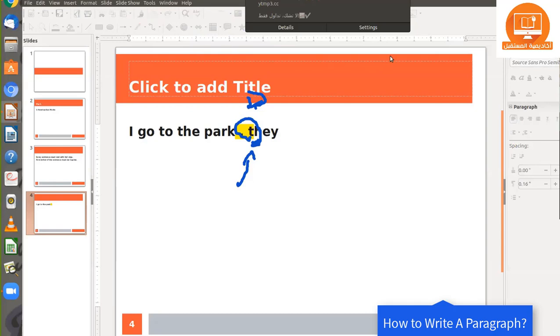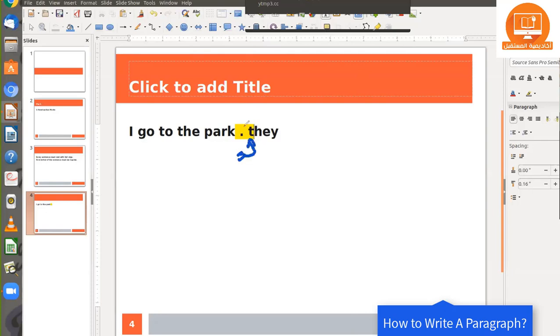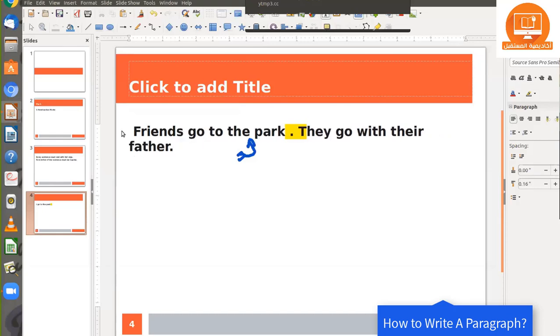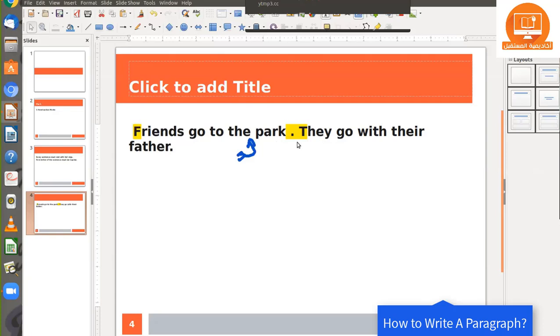Listen, because this is a new sentence. So when I start a new sentence after a full stop, this letter must be capital. So it must be like this. Very good. For example, They go with their father. So the first letter must be capital. Okay, will they go with the family? No problem. Friends go to the park. So the first letter of the sentence must always be capital.